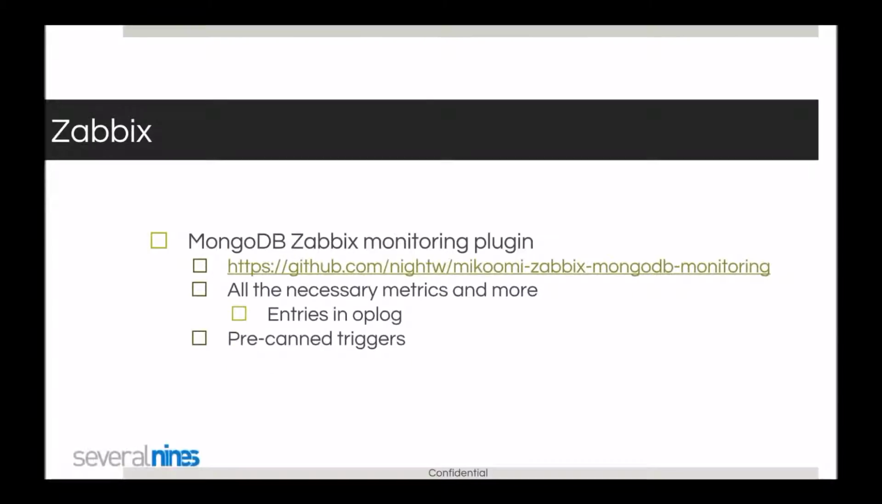We have the MongoDB Zabbix monitoring plugin that allows you to use Zabbix for alerting. It installs basically all the necessary metrics and more. It also keeps track of the entries in the oplog and warns you if this goes over a certain threshold. And it has many pre-canned triggers. And for the people not familiar with Zabbix, pre-canned triggers basically means a lot of predefined alerts.